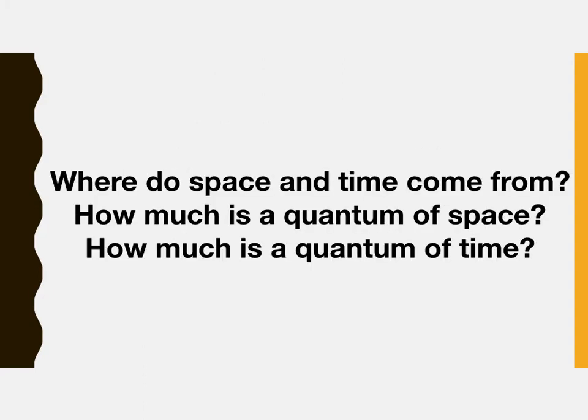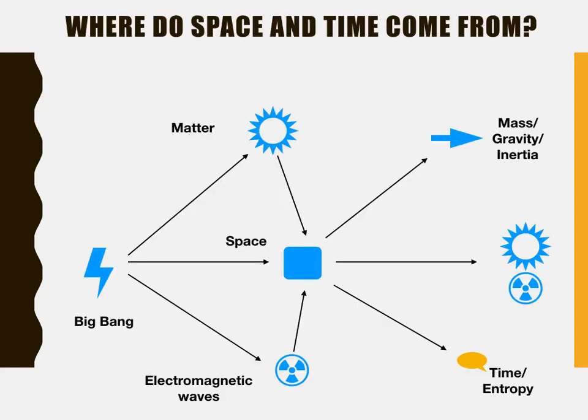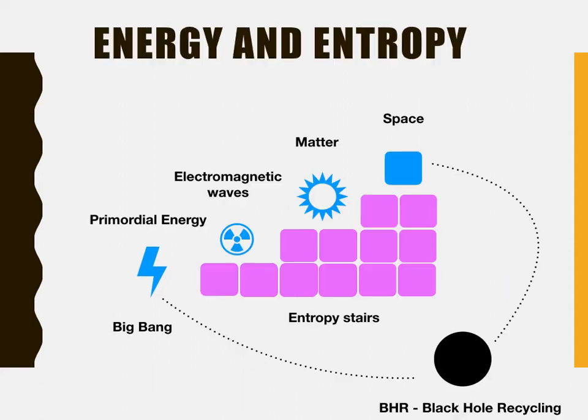Now, where do space and time come from? How much is a quantum of space? How much is a quantum of time? At the beginning, there was the Big Bang. The Big Bang created matter and space and electromagnetic waves. The interaction of matter and space, or electromagnetic waves in space, created things like mass and gravity and inertia and time and entropy.